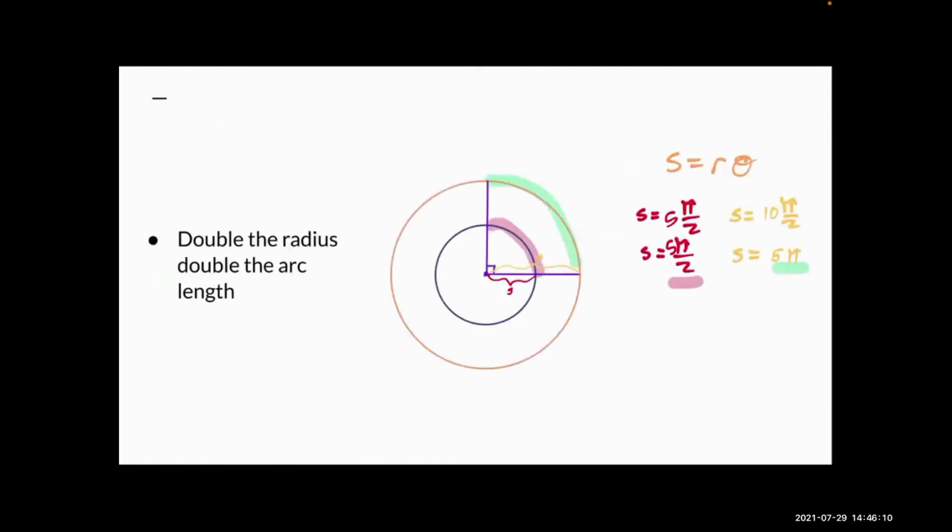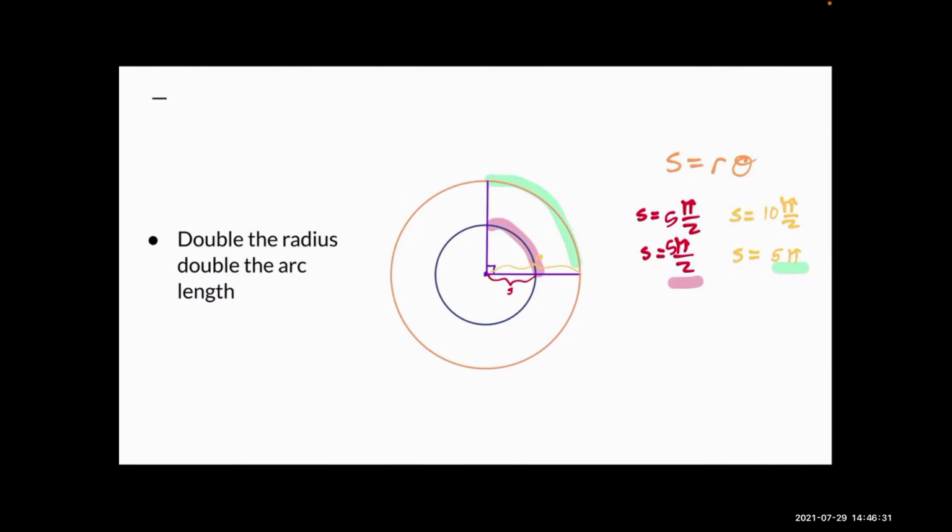So to answer the question, if we were to double the radius, keeping the central angle the same, would my arc length double? And the answer is yes. Expanding on my previous example, if I keep the angle measurement 1 radian, then I double the radius to 10, I would get 10 as my arc length, which is double my previous arc length of 5.